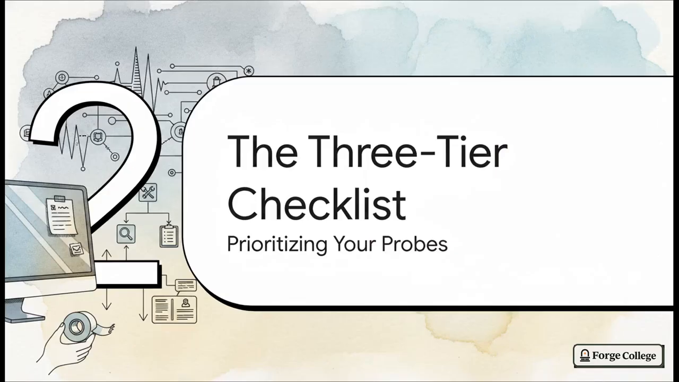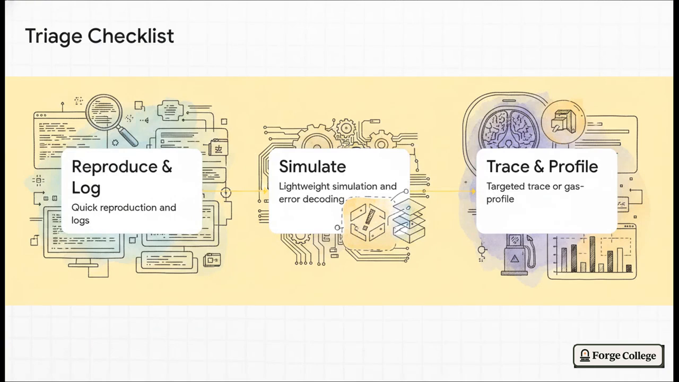Moving on to Section 2, the three-tier checklist, prioritizing your probes. So what exactly does this triage process look like in practice? Well, this is the core framework you should honestly tape to your monitor right now. The three-tier checklist. Tier 1 is quick reproduction and logs. Basically, can you actually reproduce the failure locally? Is it deterministic? Tier 2 is a lightweight simulation and error decoding.